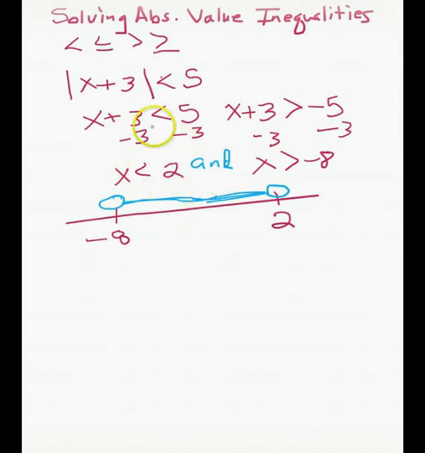If I were doing an equation, how would I know if these dots get filled in or not? It's really just looking at this inequality up front. If that was an equal to, then the dots would have been filled in. The nice thing about absolute value inequalities is that if you're going to fill in the dots, both dots get filled in. If you're not, then you're not going to fill either one of them in. So that makes it pretty easy.